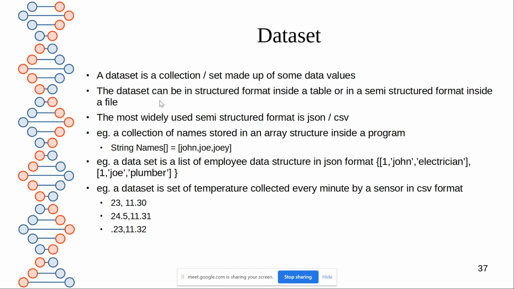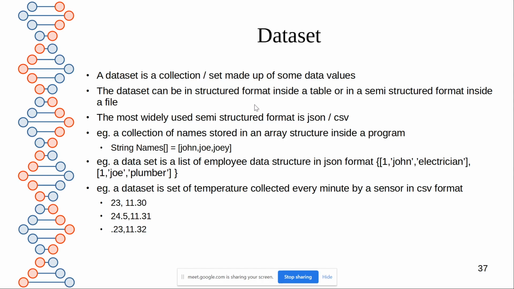So the next line says the data set can be in structured format inside a table. That is what I told you. The table itself is like a collection, a data set. And when you have multiple tables, that also can be considered as multiple data sets. And at the database level, it is also a data set within which there are multiple data sets. So there is one set inside the other, so you can think of it that way.